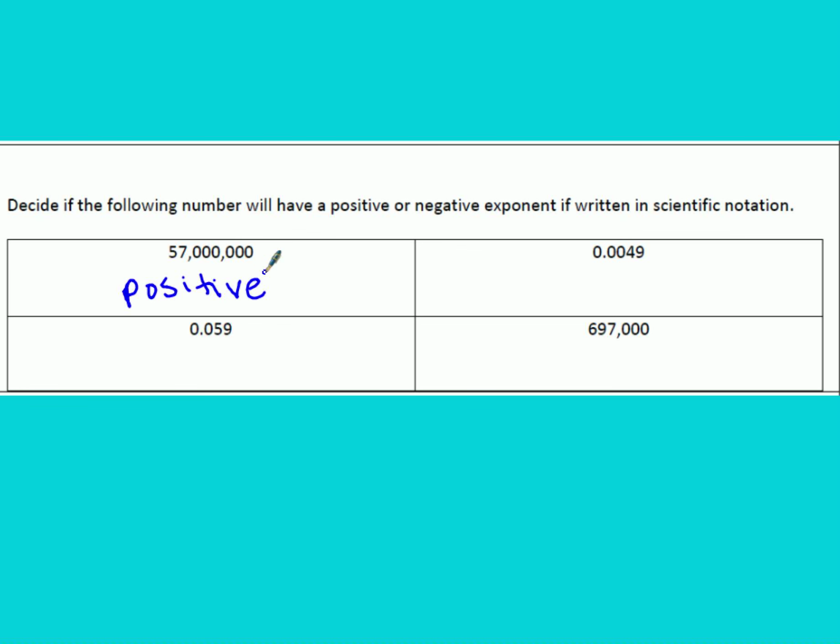And that's all I want you to do here. The next one, we have 0.0049 or 49 thousandths. This number is between 0 and 1, so this is going to be a small value number, which means we'll be using a negative exponent for this one if we were going to write it in scientific notation. Try the other two on your own and then press play when you're ready.